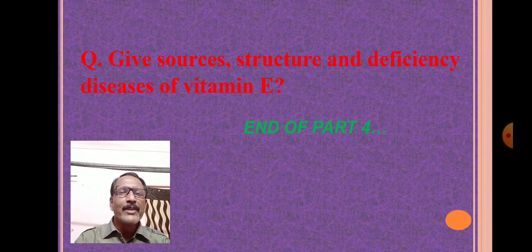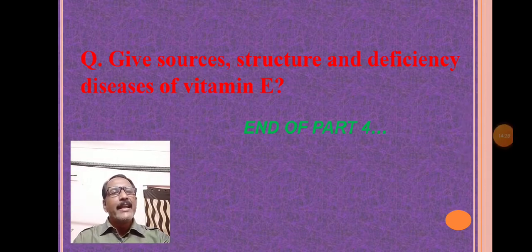There are 4 fat soluble vitamins, A, D, E and K. There are 2 water soluble vitamins, B and C. In B there are so many vitamins. A group of vitamins is called vitamin B complex. In the series of fat soluble vitamins we had discussed first vitamin A, second vitamin D. Now today we discussed vitamin E. Now in the coming part we will discuss vitamin K in the last.